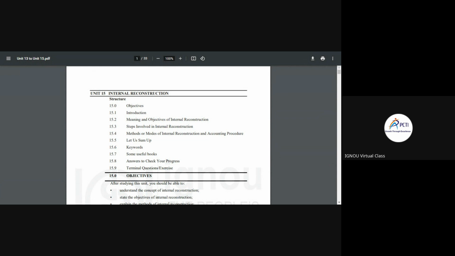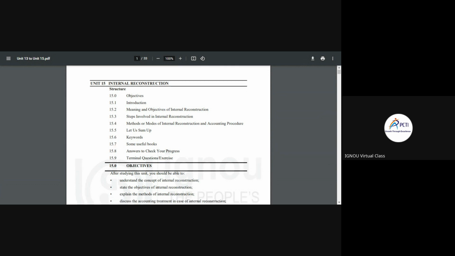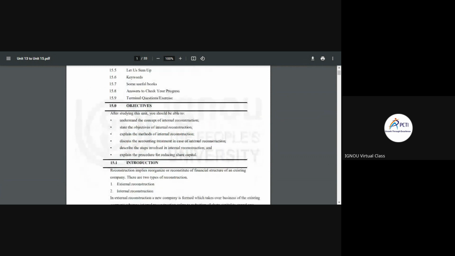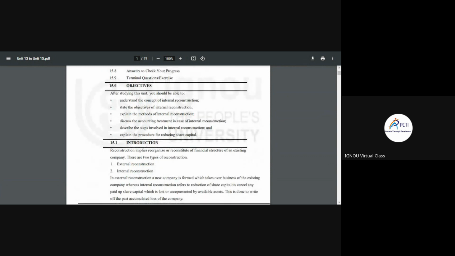So in this particular unit, we need to study the objective of this unit. Then we need to discuss the introduction, meaning and objectives of internal reconstruction. Then there are some steps involved in internal reconstruction. Then there are various methods or modes of internal reconstruction and accounting procedures. So first of all, we will discuss the objectives.